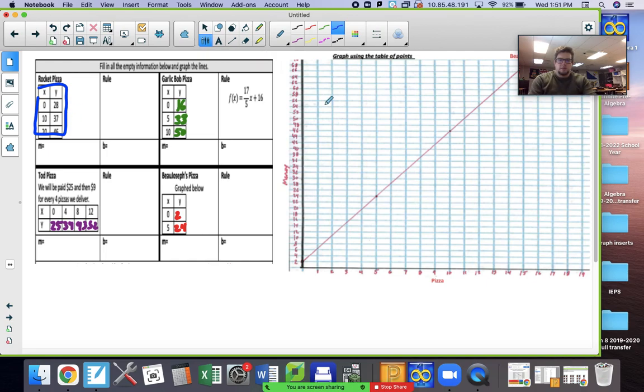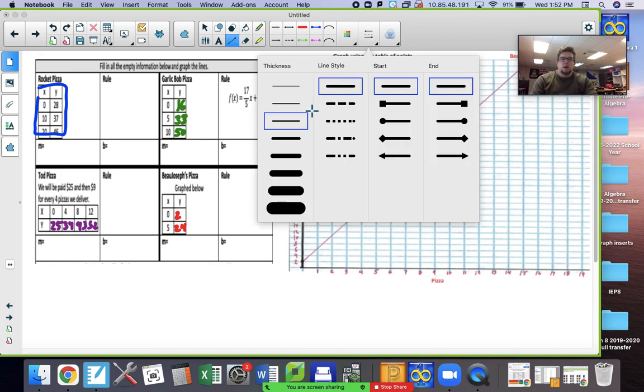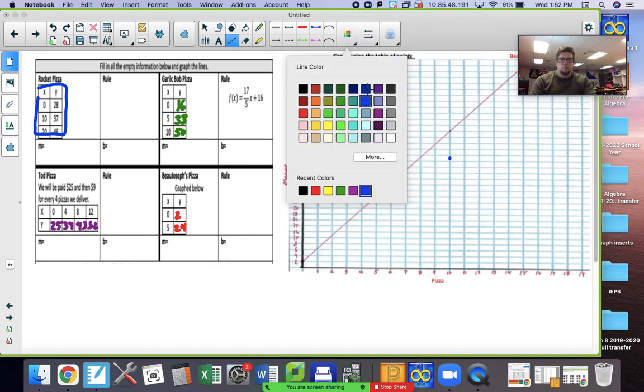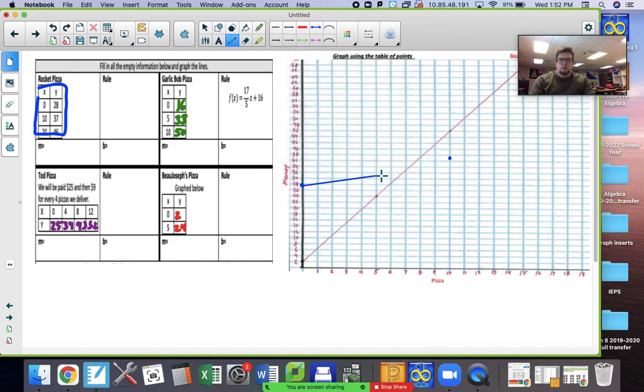All right, let's start with Rocket Pizza. 0, 28. I then have 10 pizzas. 2, 4, 6, 8, 10, 12, 14, 16, 18, 20, 22, 24, 26, 28, 30, 32, 34, 36, 37 is halfway right there. If I was on paper, I would grab a ruler. Since I have the computer, I'm going to use my straight line tool. And right there is Rocket Pizza. I'm going to label it way over here with an R.